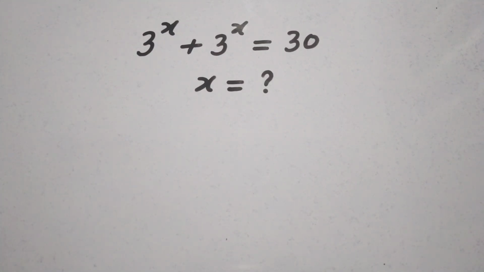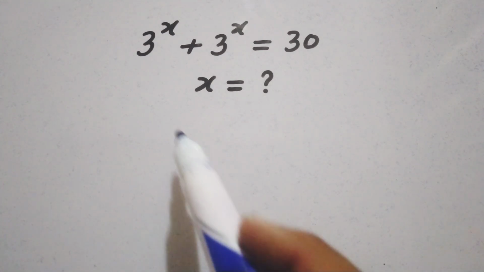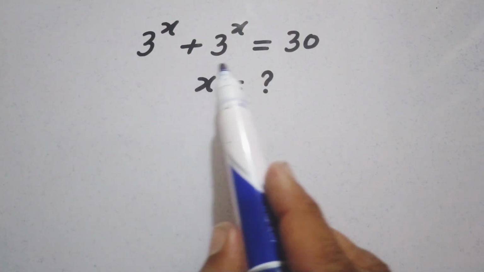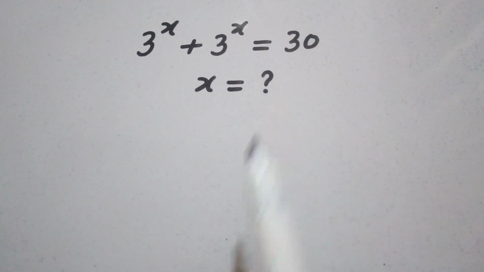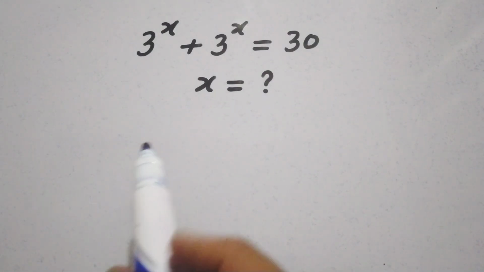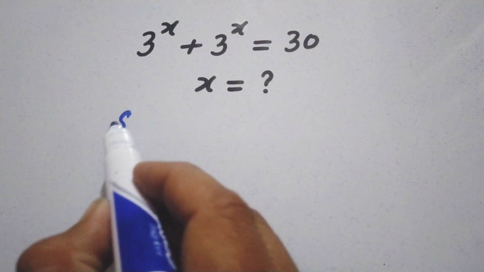Hello everyone, welcome. How to find the value of x for this German math Olympiad question: 3 to the power x plus 3 to the power x is equal to 30. So we will find x, let's come to the solution.